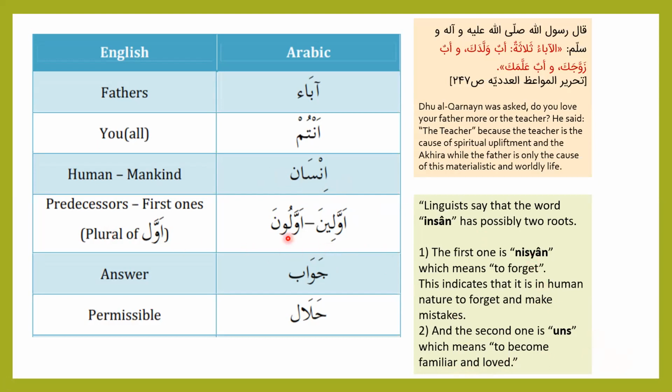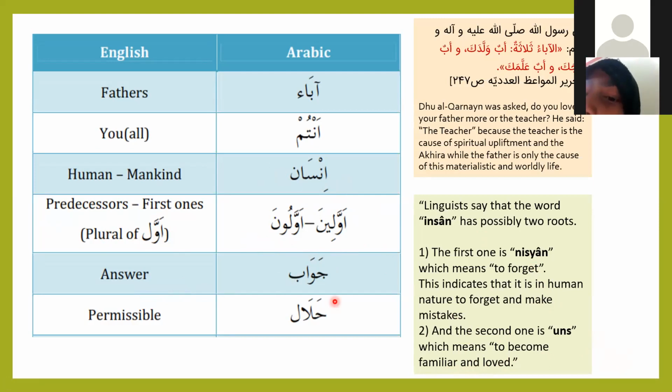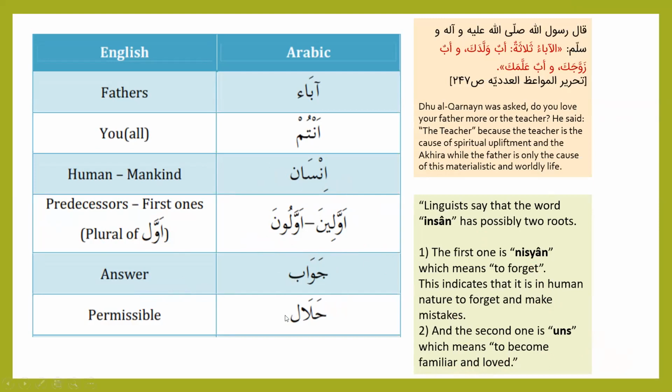Okay, avvalin or avvalun is a plural of avval. It means predecessors or first ones. Jawab means answer. Okay. Halal. Halal means permissible. Let me have a discussion on halal.